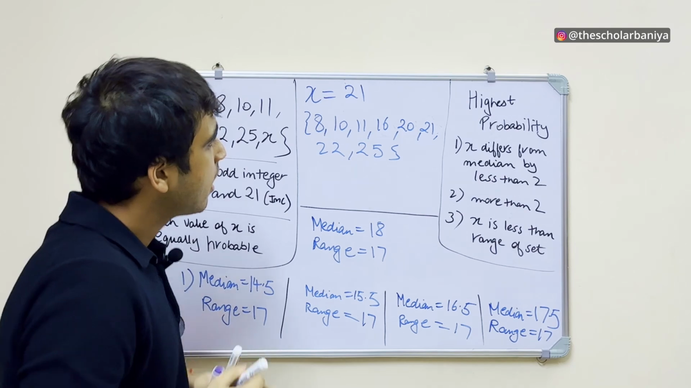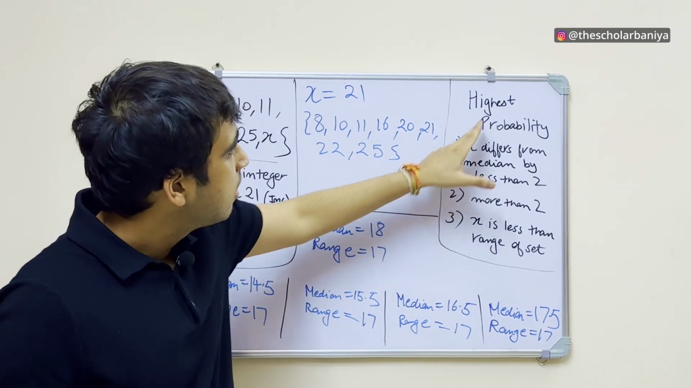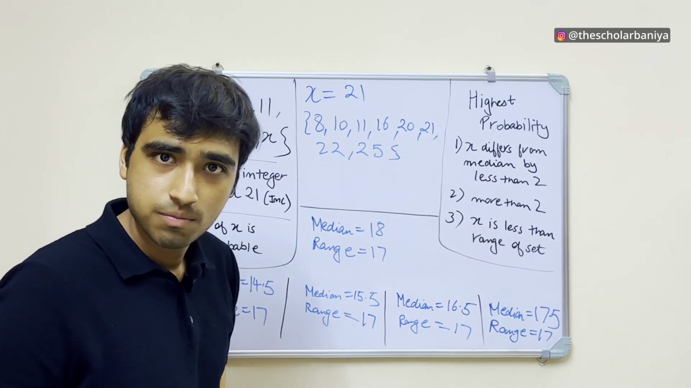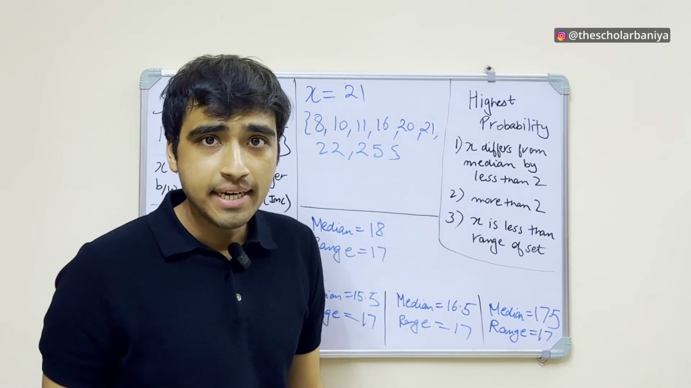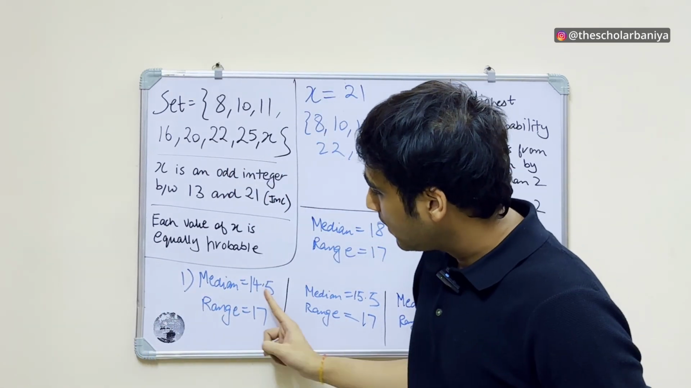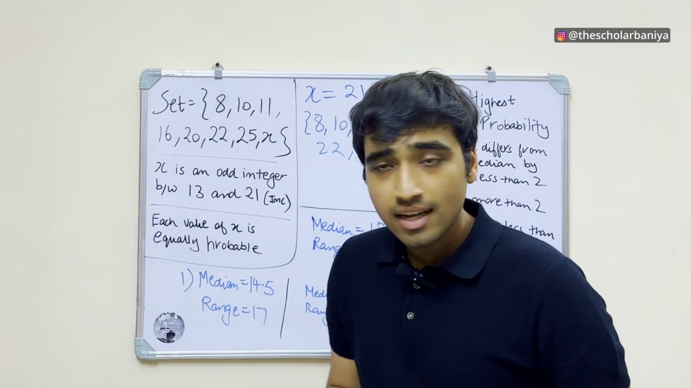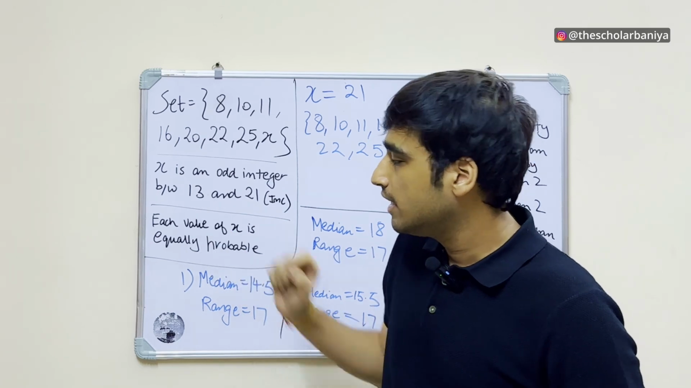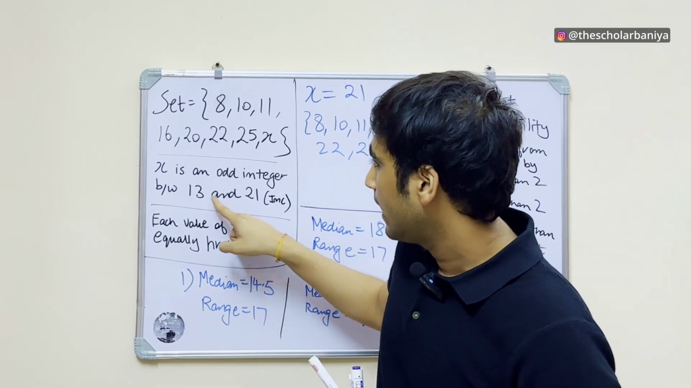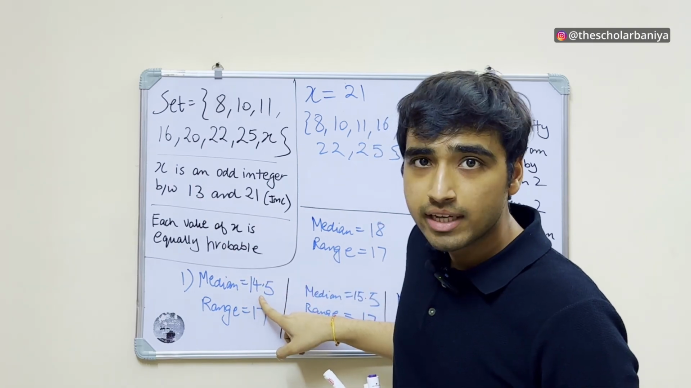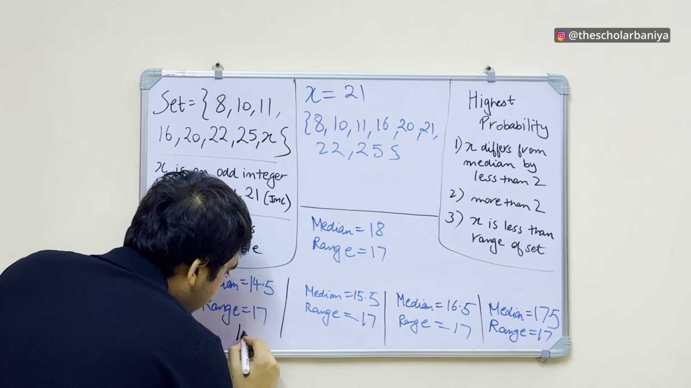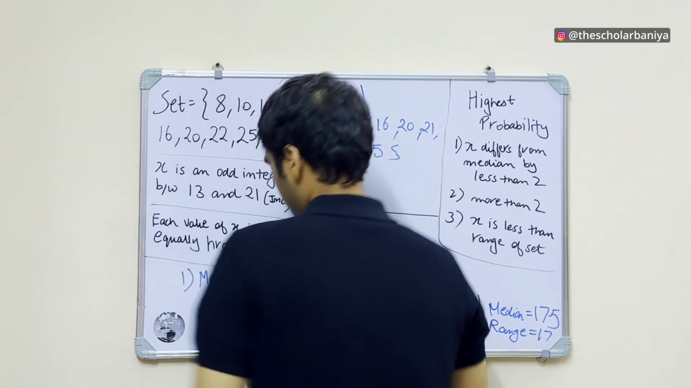Perfect. Now we have to tell the probability, right? So the x differs from median by less than 2. X differs from median by less than 2, right? So tell me one thing. Over here, the median is 14.5, right? And what was x? X was 13, right? So what is the difference? The difference is 1.5 because x was 13, the median is 14.5. So the difference comes out to be 1.5.